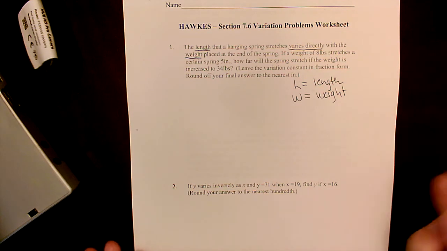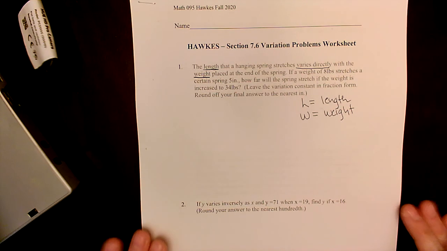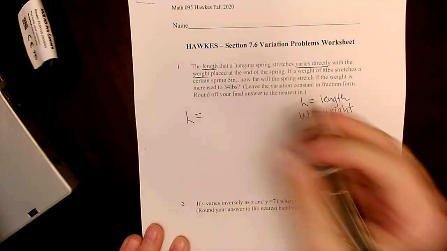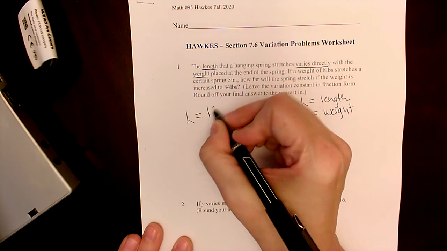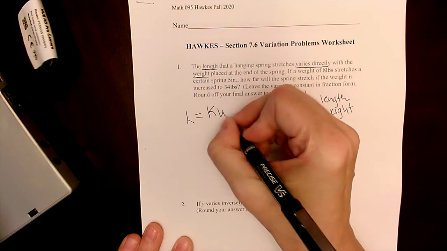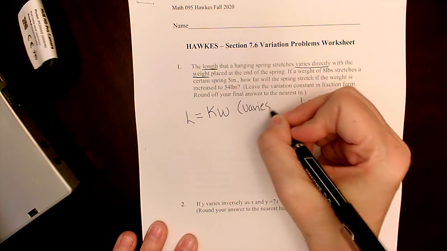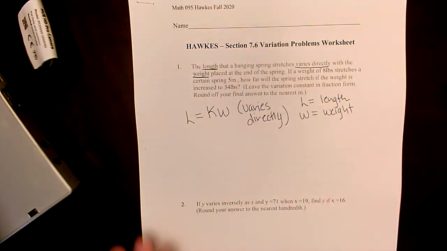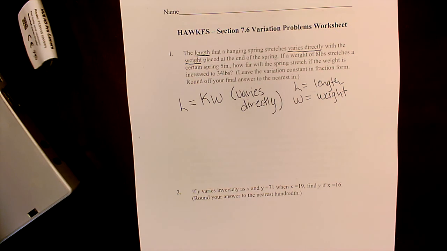Now, varies directly. Do we remember that from Professor Kate Sims Drew's videos? Remember, L, we're just going from left to right, varies directly. We put a K and then a W. So varies directly, the K comes first and the W with the other letter sits right next to it. So there's the formula, L equals KW.